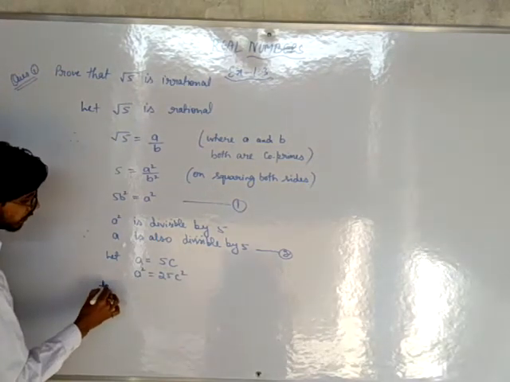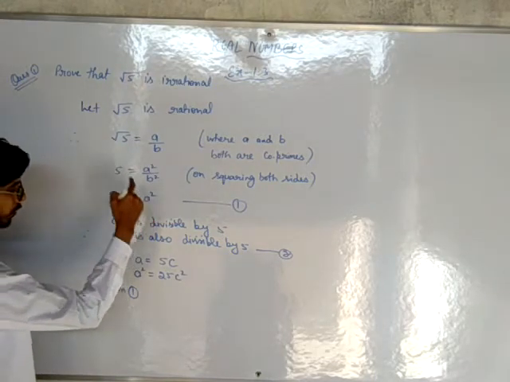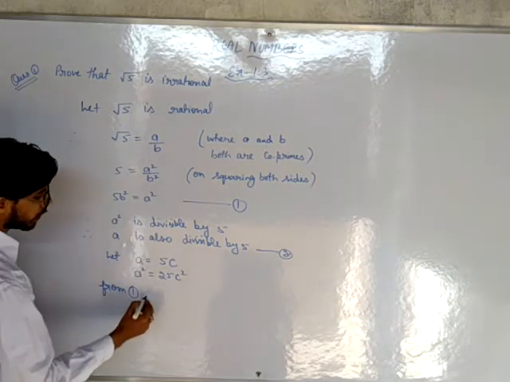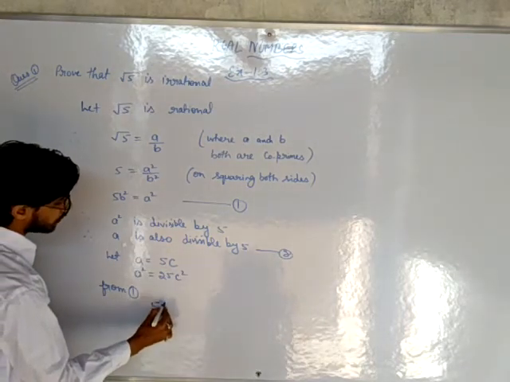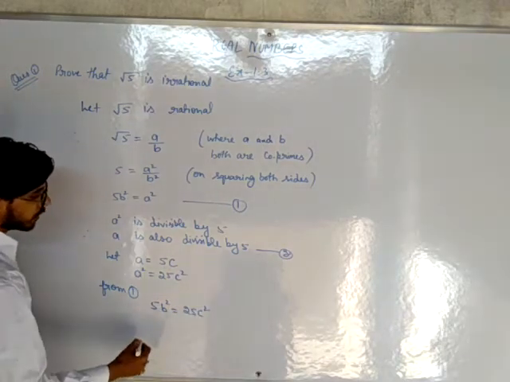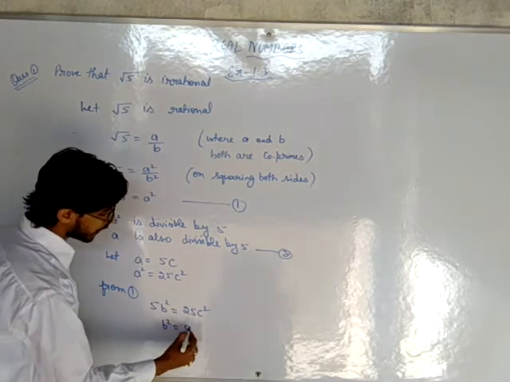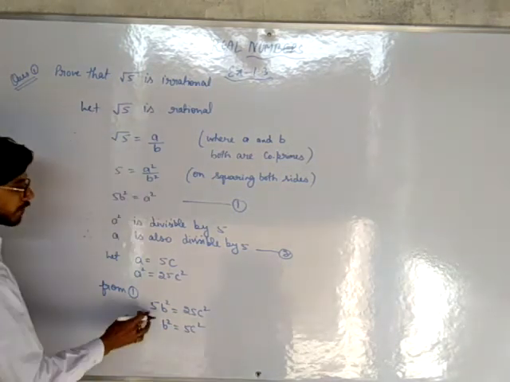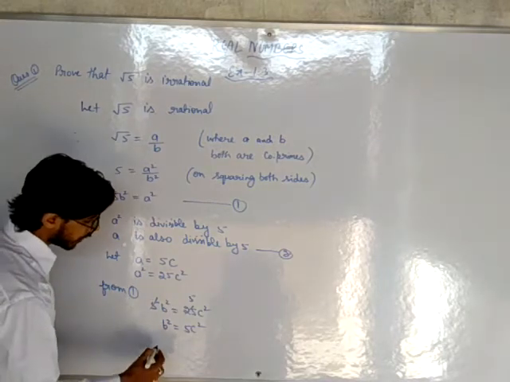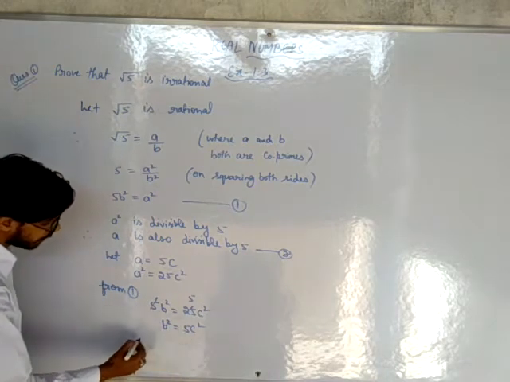Now from the first equation, 5b square is equal to a square, so in place of a square we will write 25c square. So 5b square is equal to 25c square. Now cancel it, so it will be b square is equal to 5c square. Cancel 5, 5 is 5, 5 25. Now same case, b square is divisible by 5.